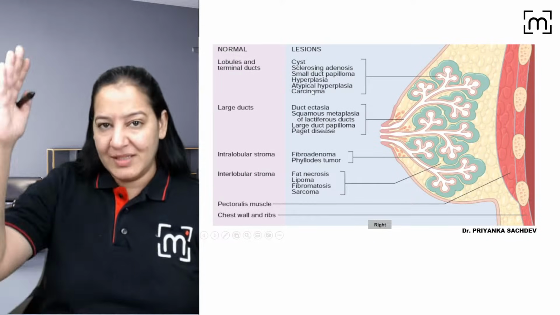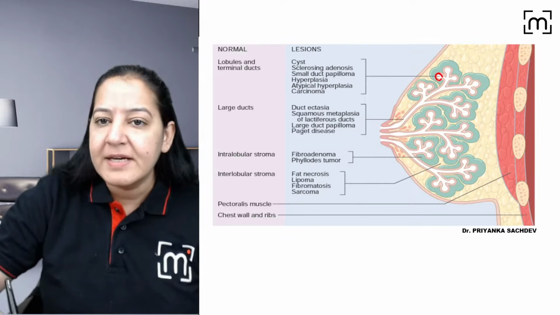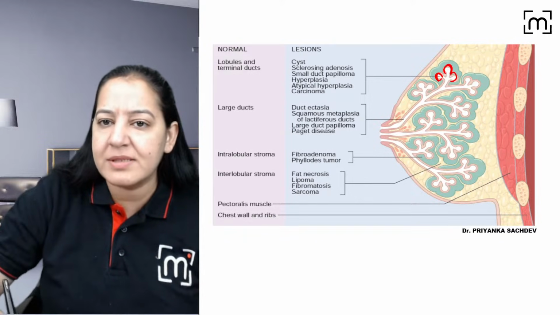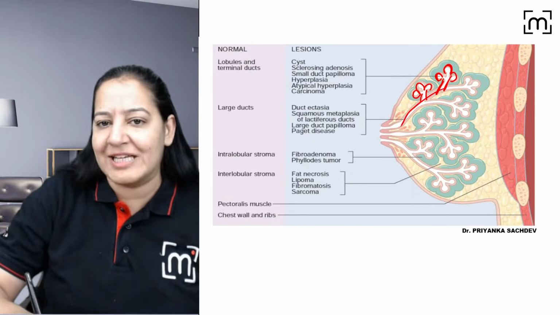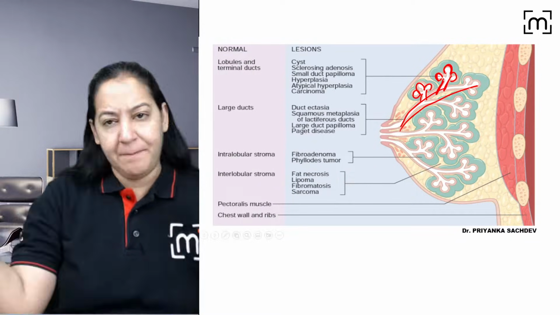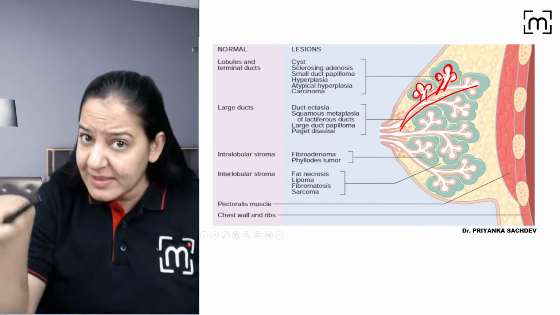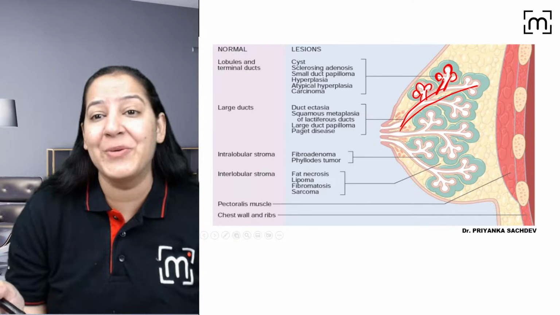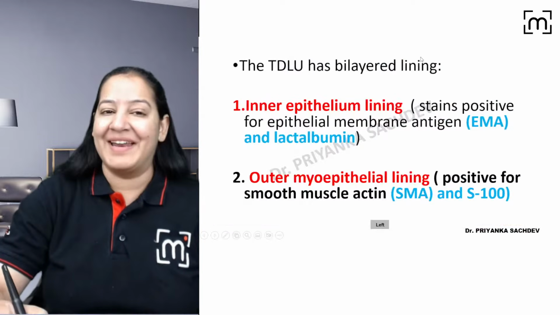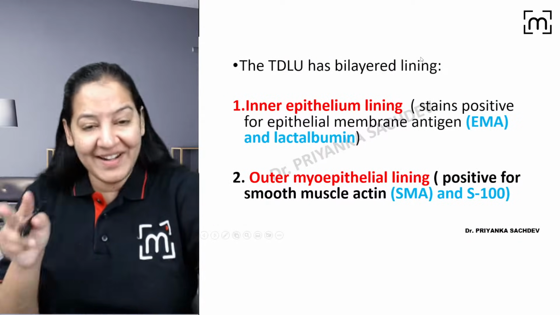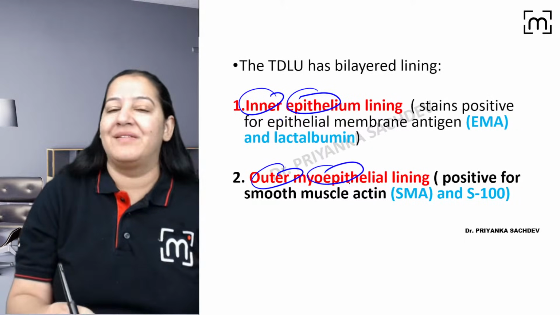Now this complete diagram. Can you all see it? See these acini or ductules, these terminal ducts, and these lactiferous ducts. What is the lining of them? The background is the stroma. I am not talking about the fat or the stroma. I am talking about this TDLU. What is the lining of this TDLU? This TDLU has a double lining, the outer and the inner. So the inner is epithelial and the outer is myoepithelial. Let me show you.